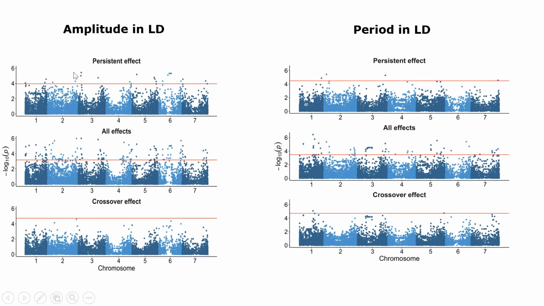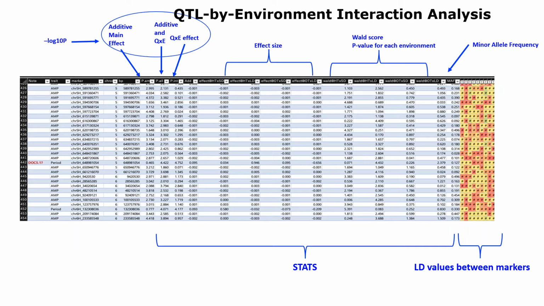We presented all this data in Excel format for the QTL by environment interaction analysis, where we have all the traits. Let's say here is amplitude and here is period, and we have all the p-values here for the additive main effect, the additive and Q by E effect, and for the Q by E effect. And these are the effect sizes, the marker effect sizes. How do they behave under different conditions?